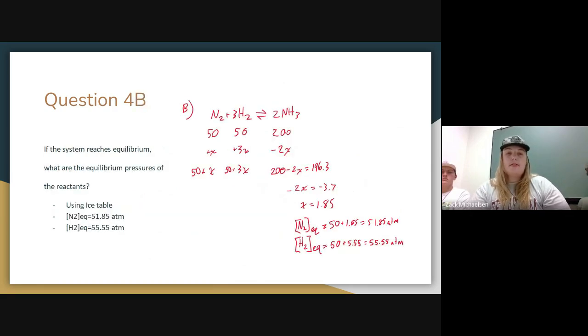And if the system reaches equilibrium, the pressures would be N2 is 51.85 atmospheres, and H2 would be 55.55 atmospheres. And we can find this by using ICE tables.